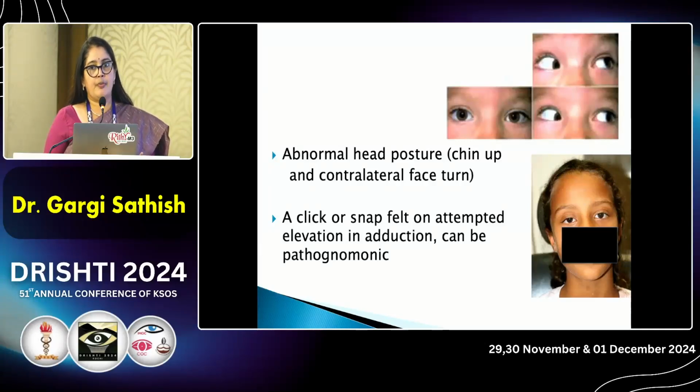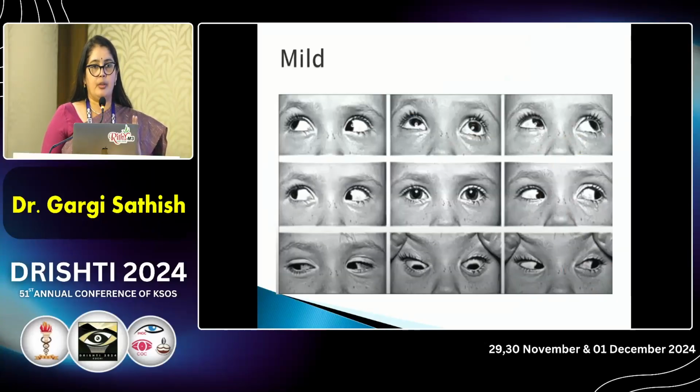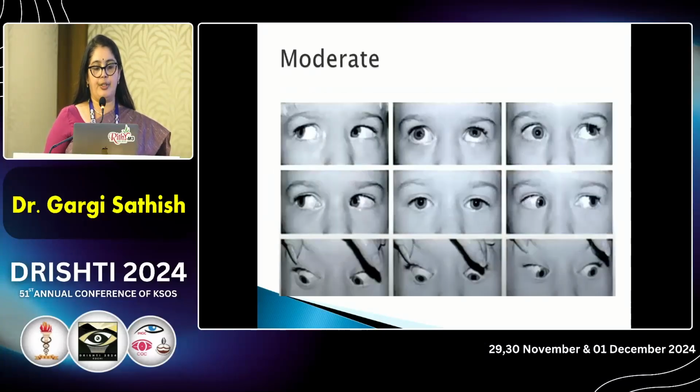Abnormal head postures are very common here also. You can have a chin-up, contralateral face turn. And the patients may classically complain of a click or a snap felt in attempted elevation in adduction. So, Brown's can be mild if in primary position and in the lateral gaze, the eye is remaining without any deviation, and the problem is arising only in the elevation.